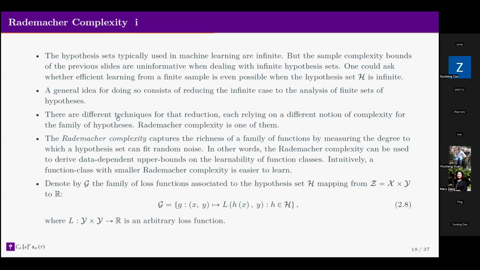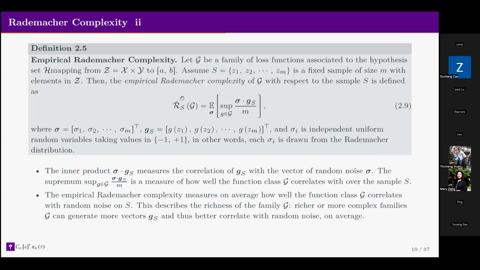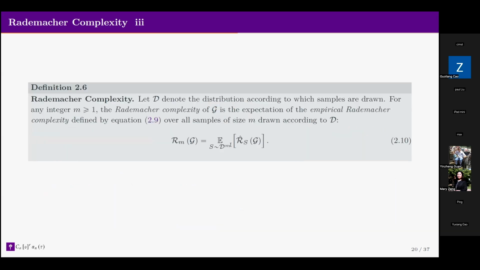In order to calculate this Rademacher complexity, we need to introduce the loss function. I believe you all know this one. It is just the difference between the true value and the value you learn from the learning algorithm. So the empirical Rademacher complexity can be calculated precisely using this one. And here, sigma is just some random number you don't need to pay attention to. Then the expectation of the Rademacher complexity is the generalization Rademacher complexity.